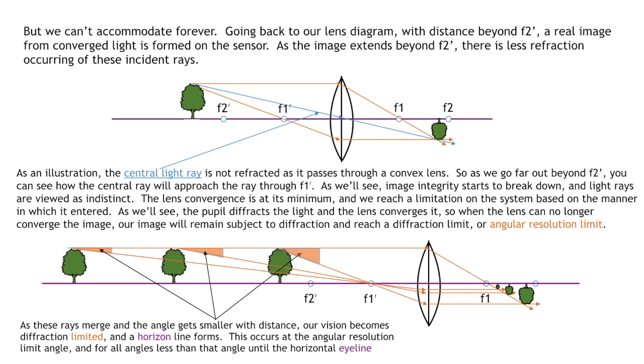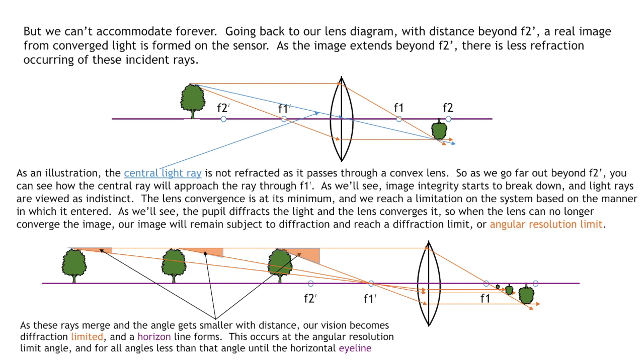So as you can see, this angle here that's represented with this orange triangle, and I have these three trees at various distances beyond f2 prime, and the angle is getting smaller and smaller as those light rays are going off and have to converge through f1 prime to create the image. And you can see on the back of the retina there, those light rays as they converge, they're creating smaller and smaller trees essentially in the back.